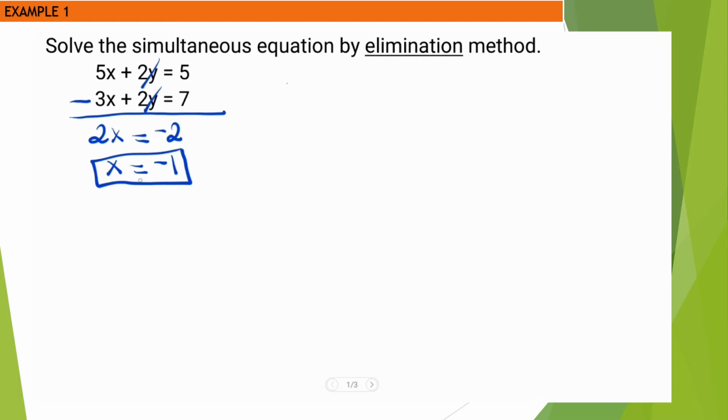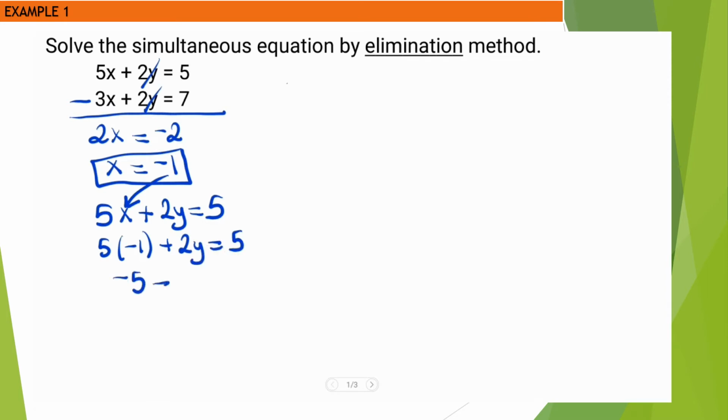Now you're going to substitute this into one of the original equations given in the question. So I choose equation 1. It doesn't matter which one you choose. That's my choice. Then I put, instead of x, the value I found, which is negative 1. So 5 times negative 1 plus 2y equals 5. Negative 5 plus 2y equals 5. Now solve it for y.